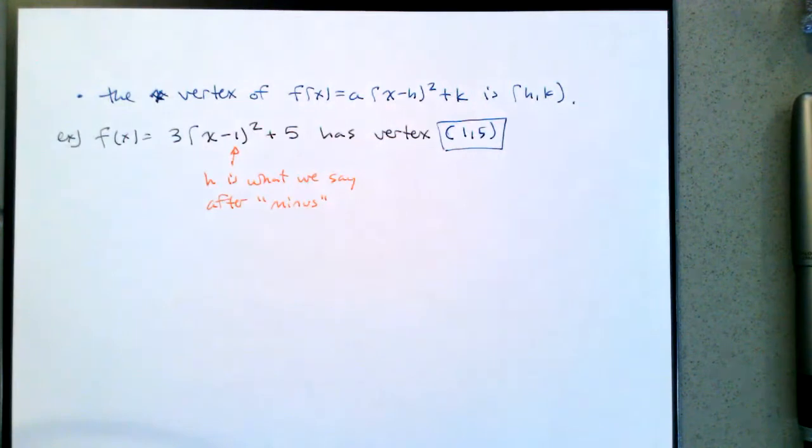Sometimes general forms have a minus in them. Notice that we don't say minus k, it says plus k, so we just grab k as is. The plus 5 just shows up as is.